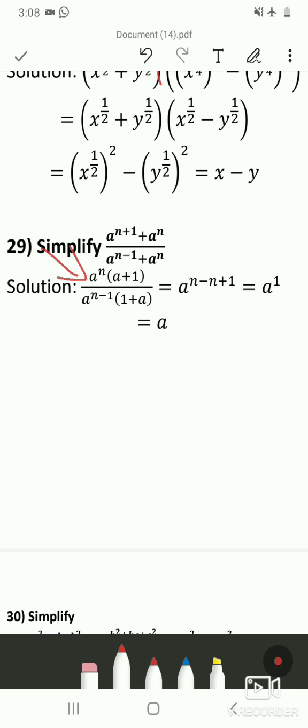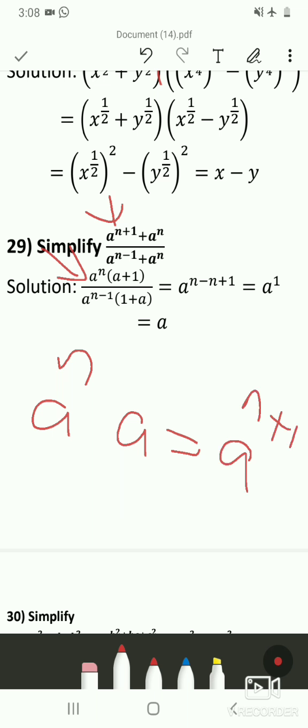So you can take it out. So we'll get it as a raised to n into a plus 1. So when you multiply again you will get it back to this form. So here a raised to n into a, which is nothing but a raised to n plus 1, that is by using the first law. Here if nothing is given in the exponent form it is considered as 1.